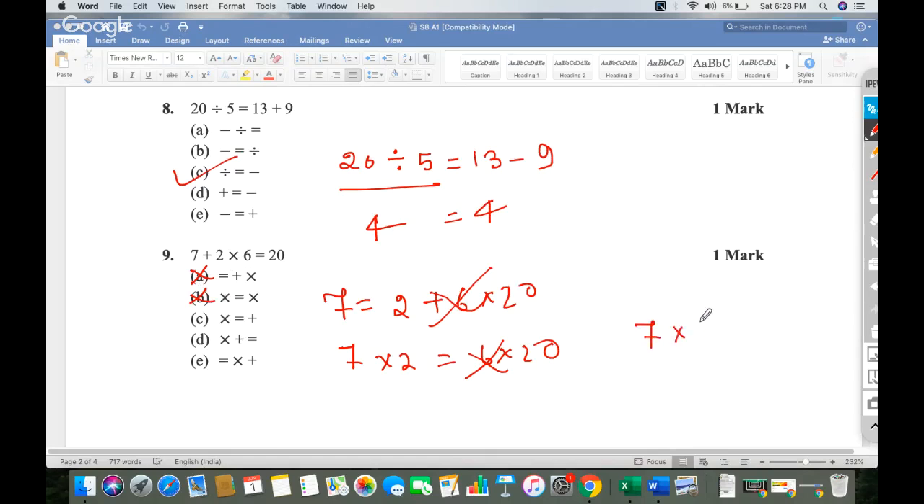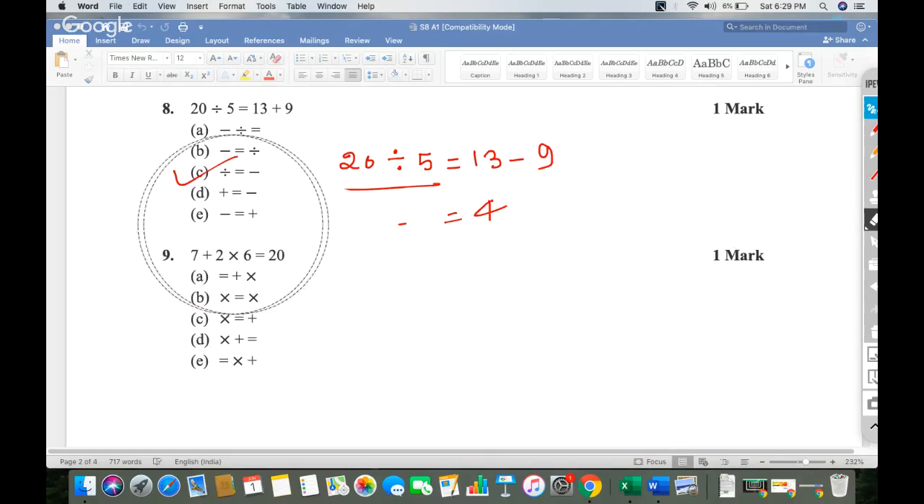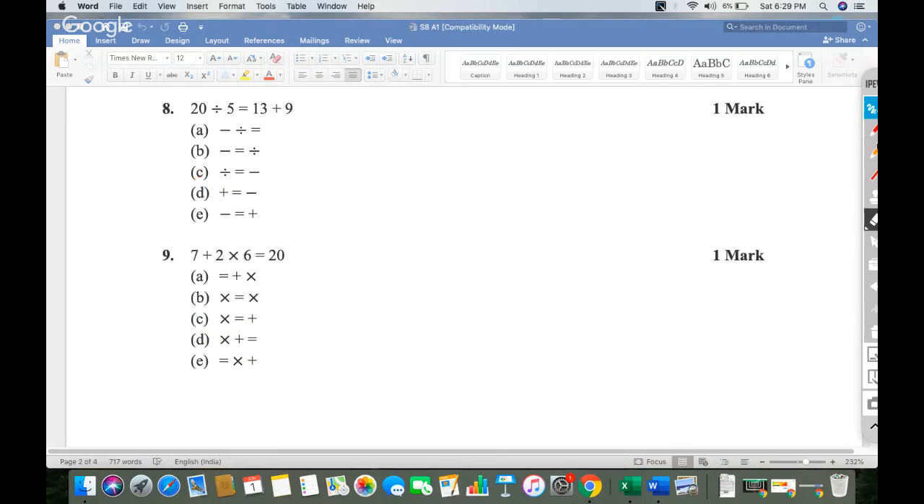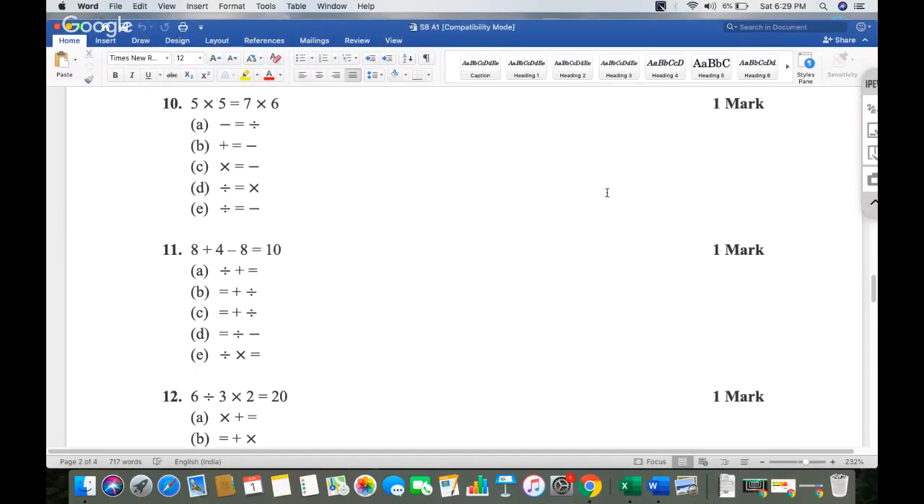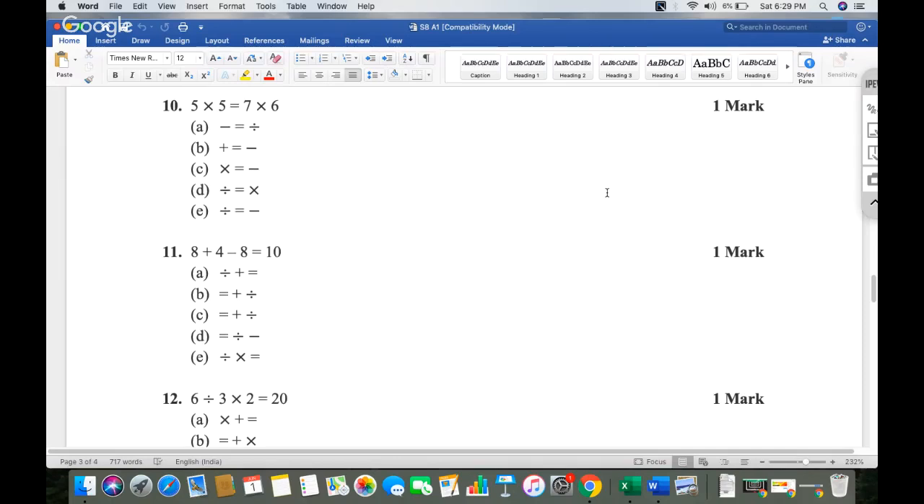7 into 2 is equal to 6 plus 20. This is also not an option. 7 into 2 plus 6 is equal to 20 is the option. So option D is the answer here. So for question number 9, D is the option. Okay, let me move to other questions. Question 10, question 11.